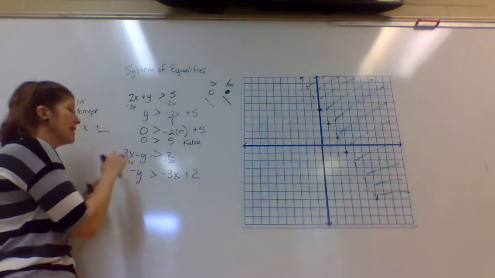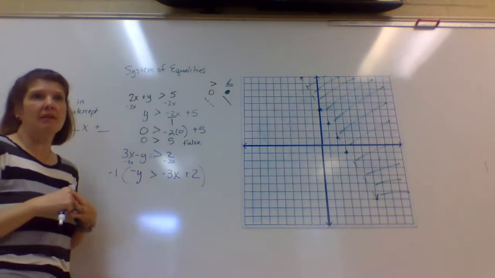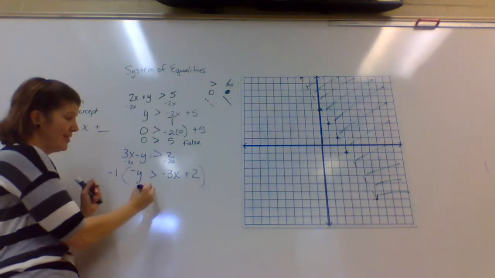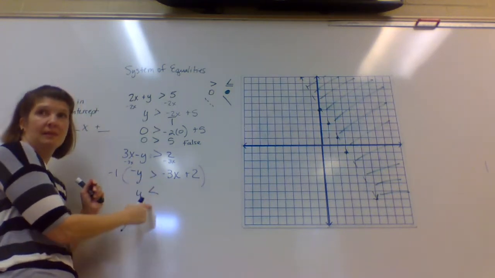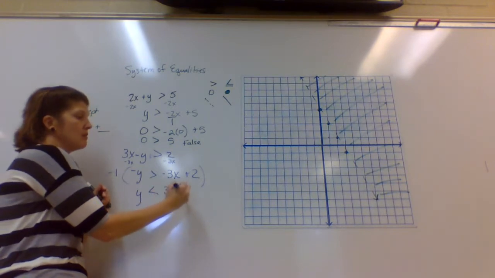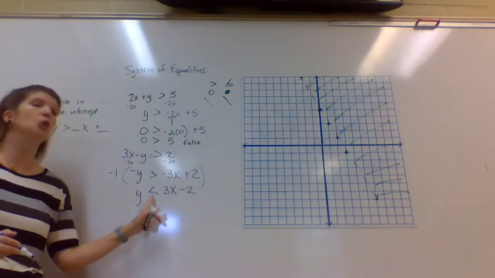What do I need to do? I need to multiply the whole thing by negative 1 or divide the whole thing by negative 1. Not that that's hard, but you have to remember in your head that this flips. Anytime you multiply by a negative, that sign flips. And that becomes positive 3x and negative 2. So every sign changes, including this one.